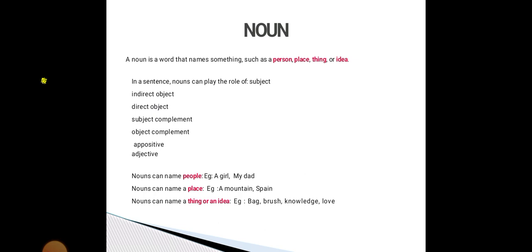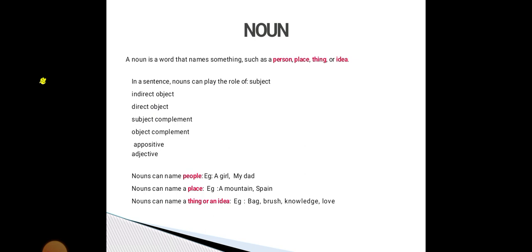Next, the noun can name people. For example, girl, my dad, my mom, a boy. These are all called people. Next, a noun can name a place. For example, a mountain, the kitchen, the classroom, the playground. These all come under place. So, a noun can name a place.